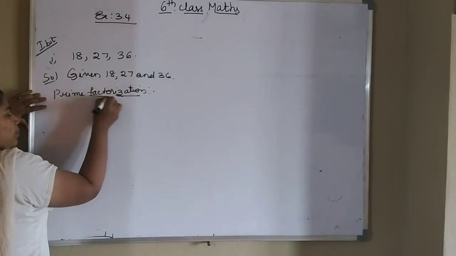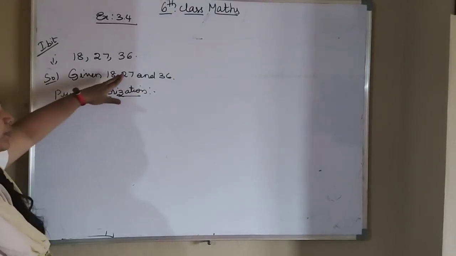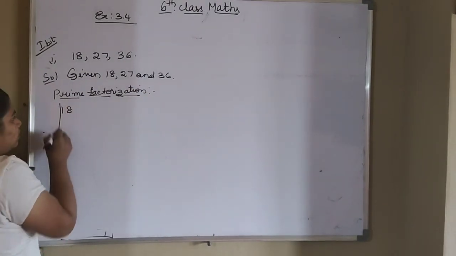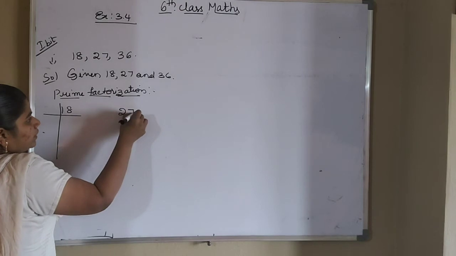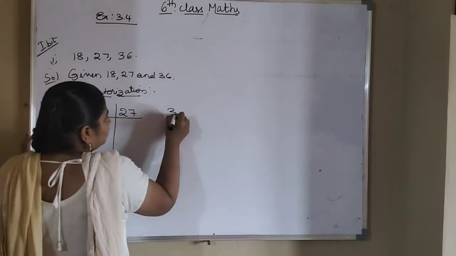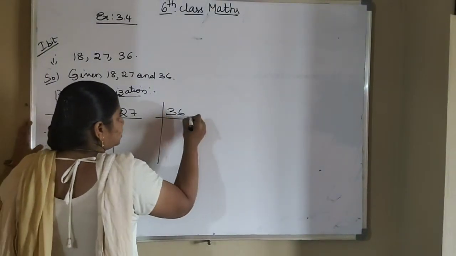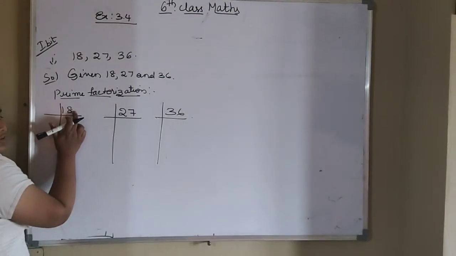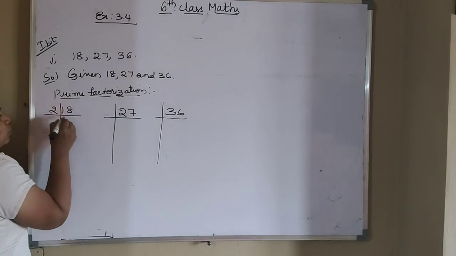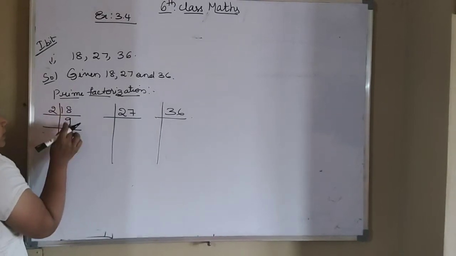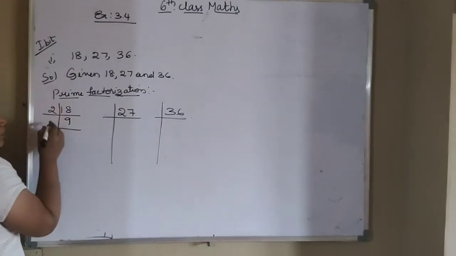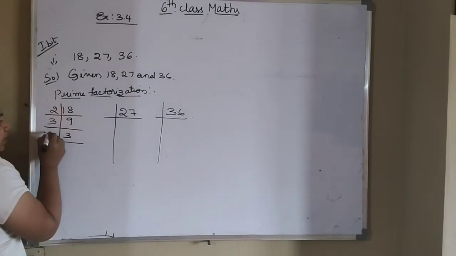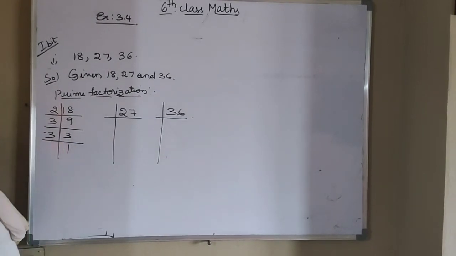So how to do the prime factorization? Individually we have to find the factors. So 18, 27, 36. Okay. So now 18 is an even number, so it will go in 2 table. 2 9s are 18. 9 is an odd number, it will go in 3 table. 3 3s are 9. 3 is a prime number, so it is 3 1s are 3.